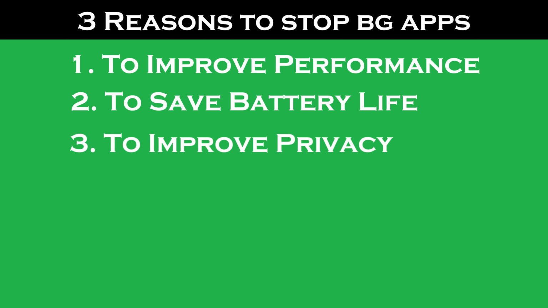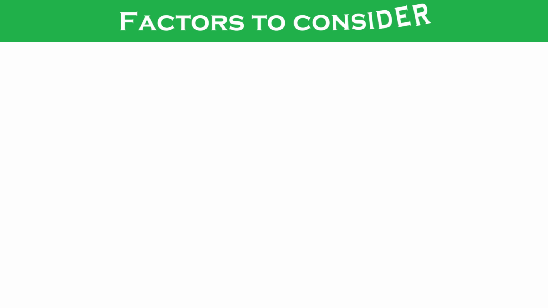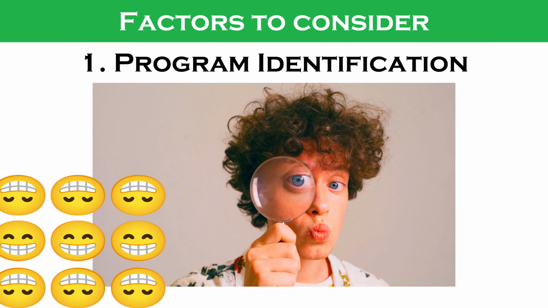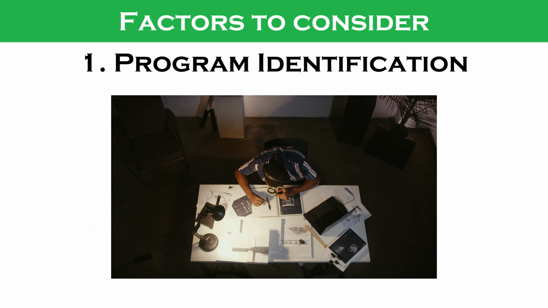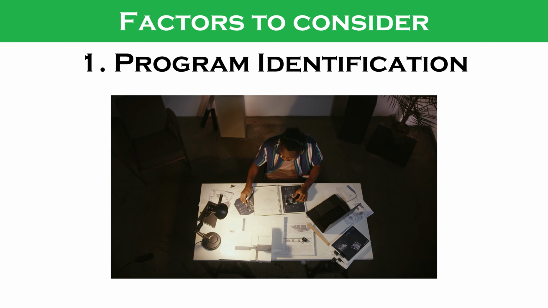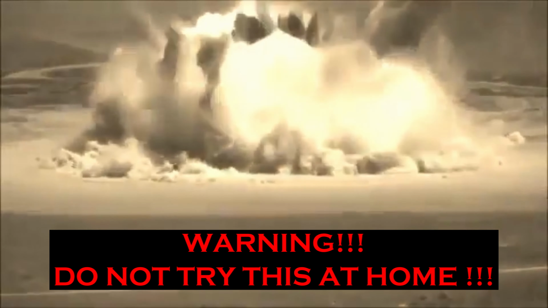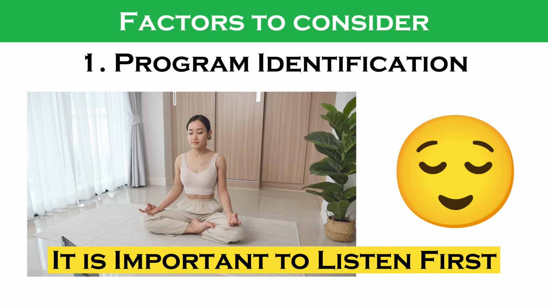To improve privacy, some background programs may collect your data even when you're not using them, so it's best to terminate them completely. Factors to consider when disabling programs in Windows. First, we must identify which program we need to stop from running in the background, as we do not want to disable programs that are essential for the Windows operating system to function properly. Disabling an important program could cause your system to crash. For disabling any program, it is essential to take precautions and double check your decision.